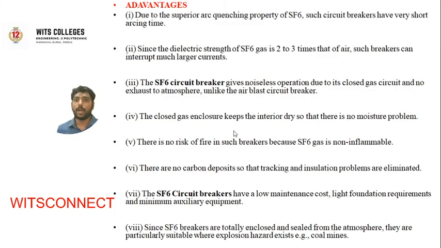Next we go for advantages of SF6 circuit breaker. Here, due to the superior arc quenching property, the SF6 circuit breaker has a very short arcing time. When the arc exists on the system, SF6 is superior compared to other mediums, and it also has a high dielectric strength. Due to these two reasons, the arc is reduced within a short arcing time. Next, the dielectric strength is very high, 2 to 3 times that of air.